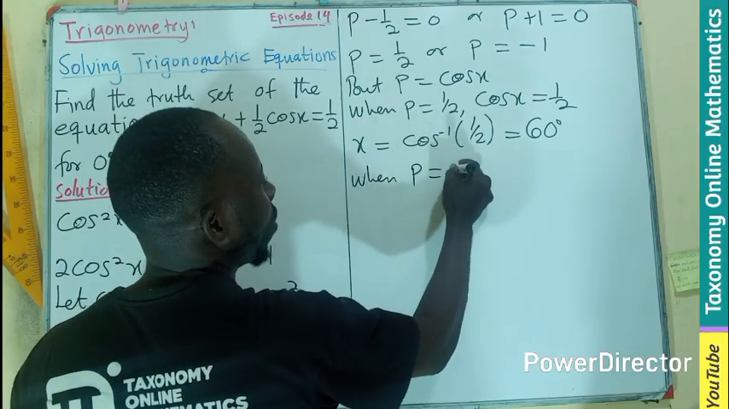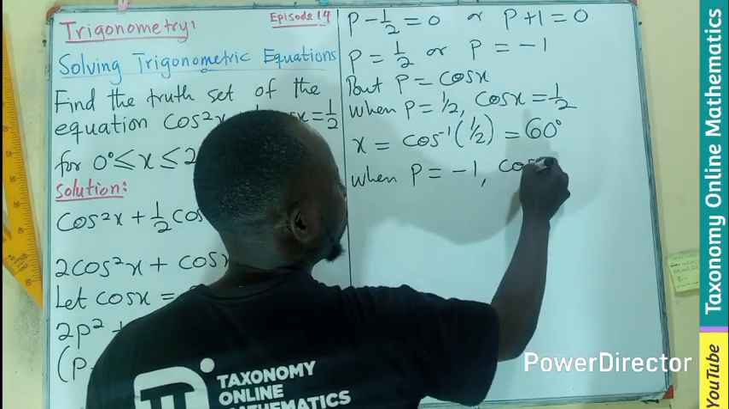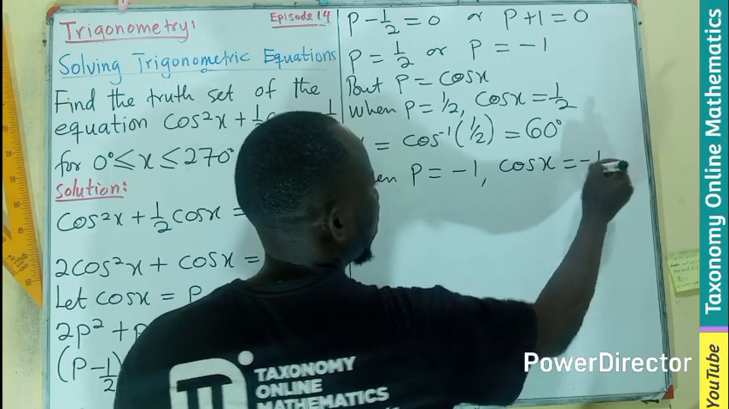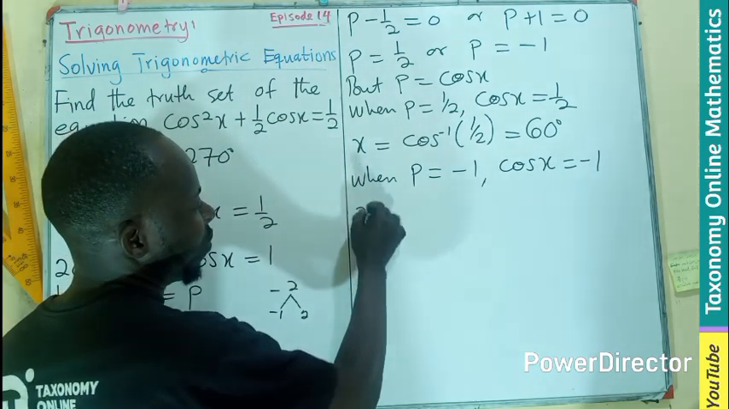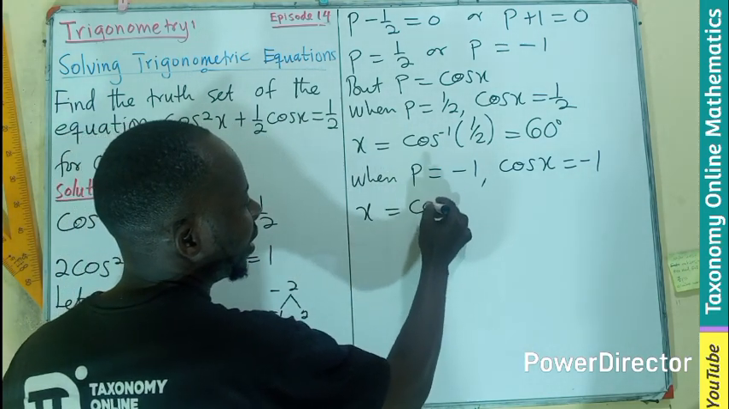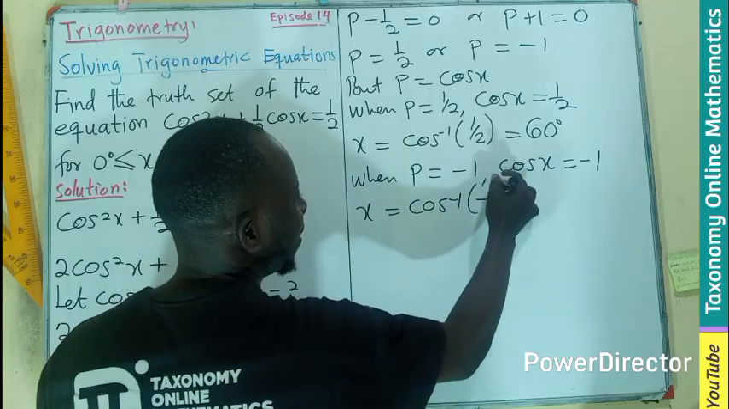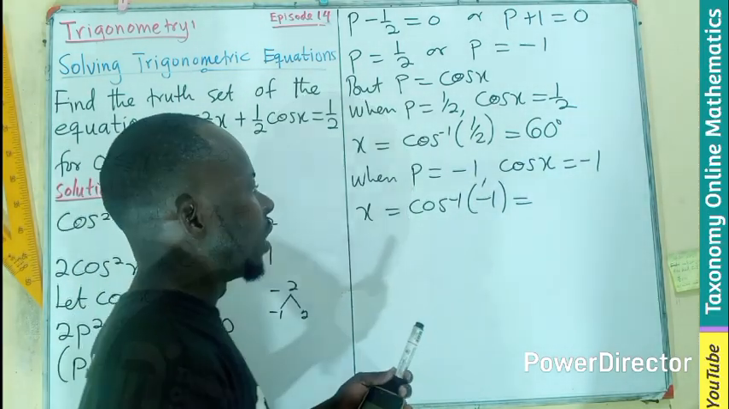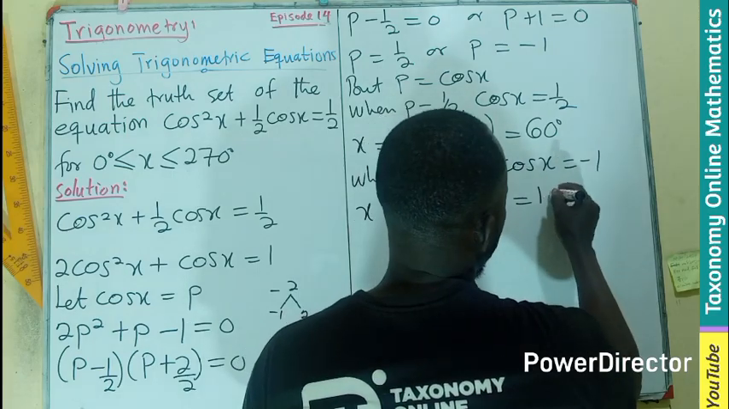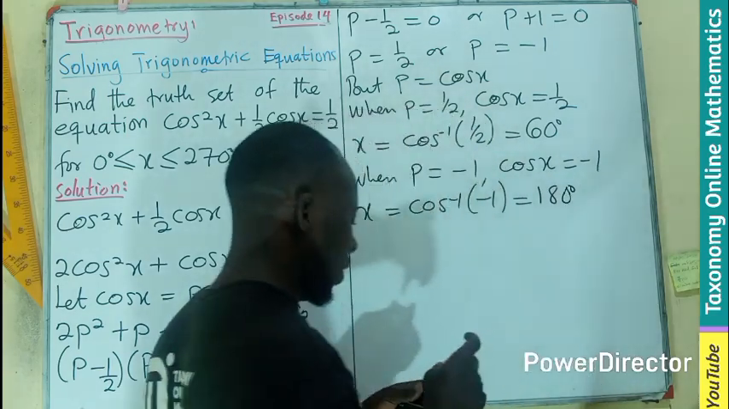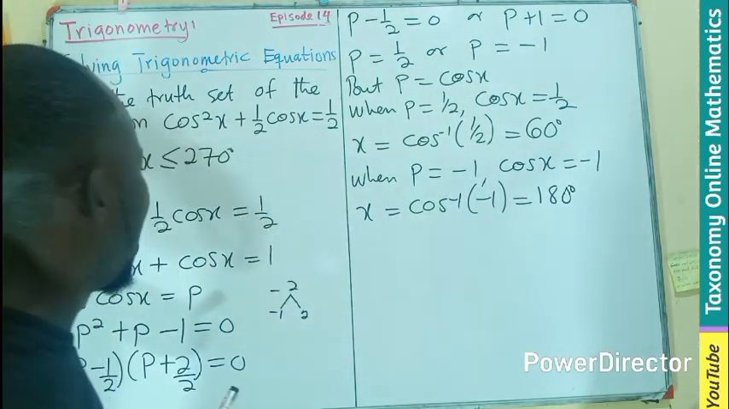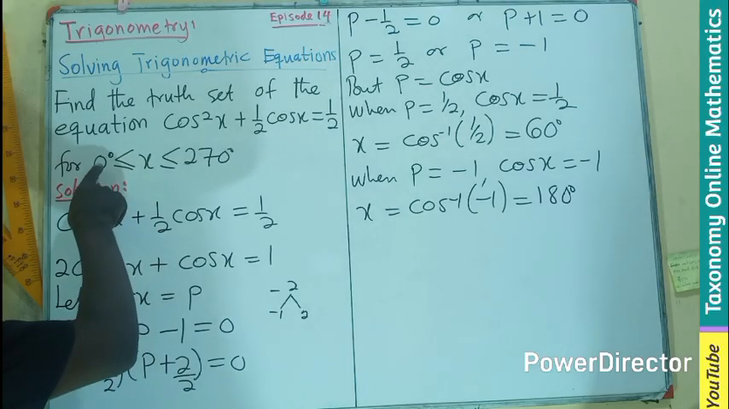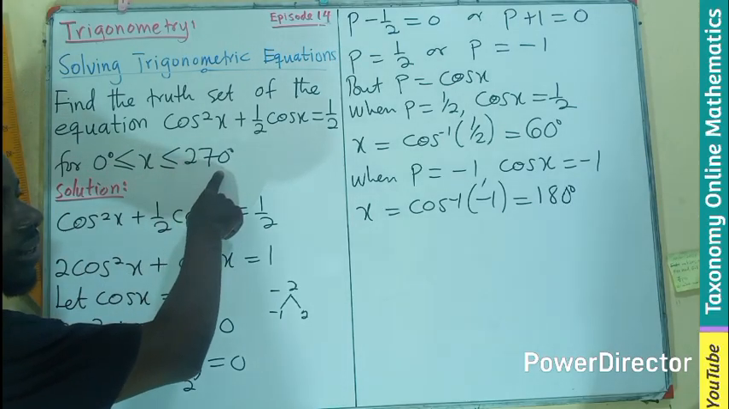Then when P is now equal to negative 1, you have cos x equals negative 1. Let's find the cos inverse of negative 1 and see what that will give us. And if we do that, we should be having 180 degrees. Remember, we are picking from 0 to 270.